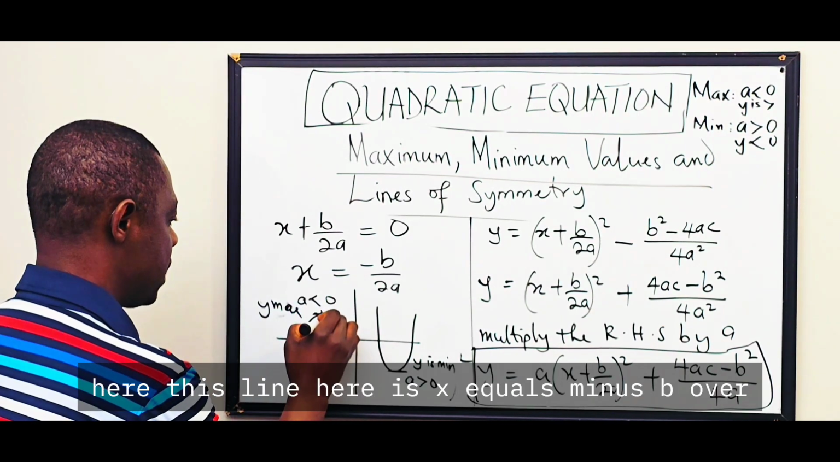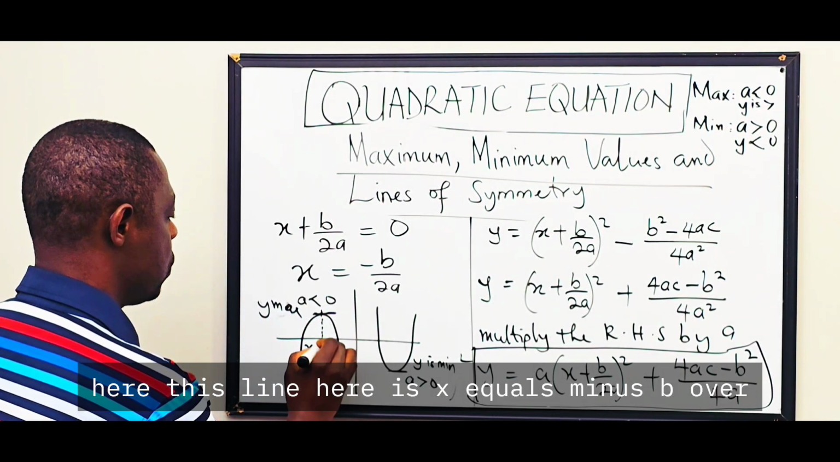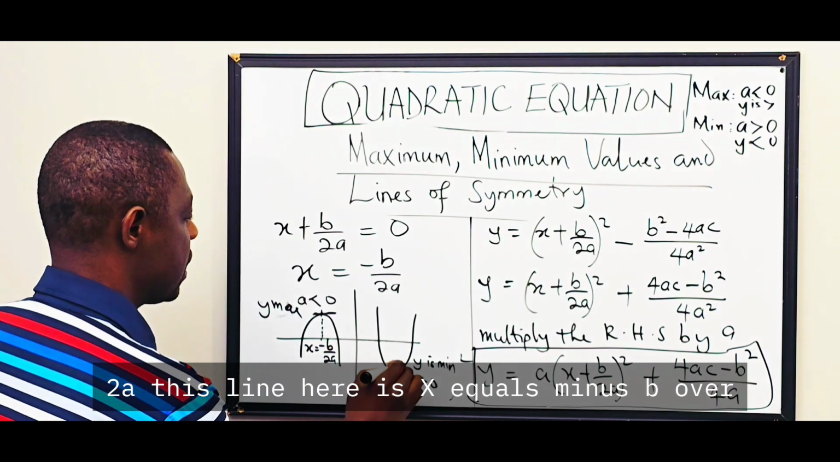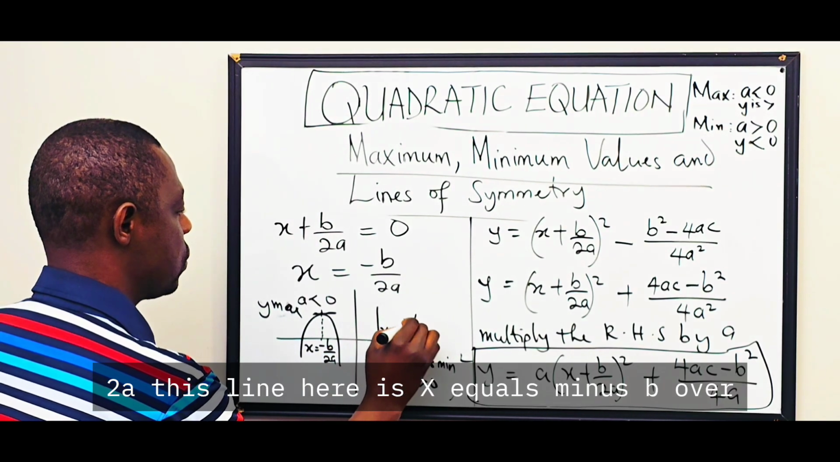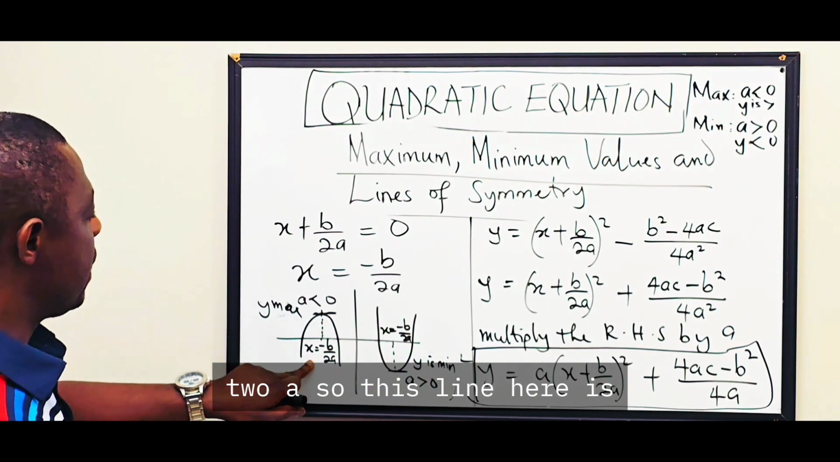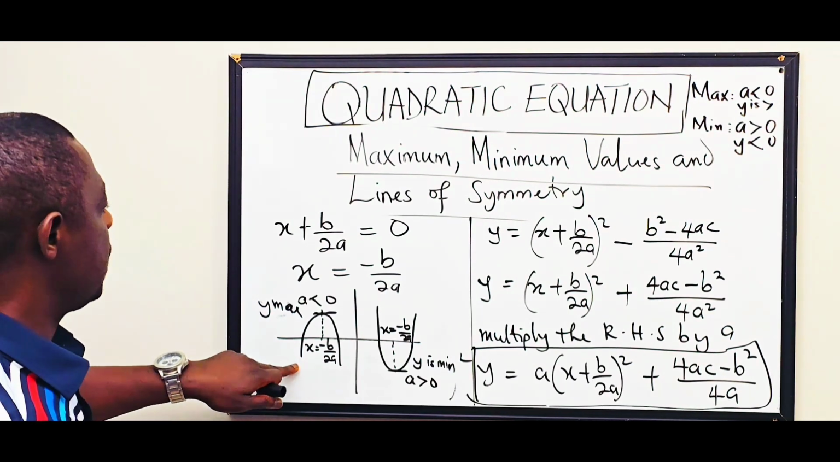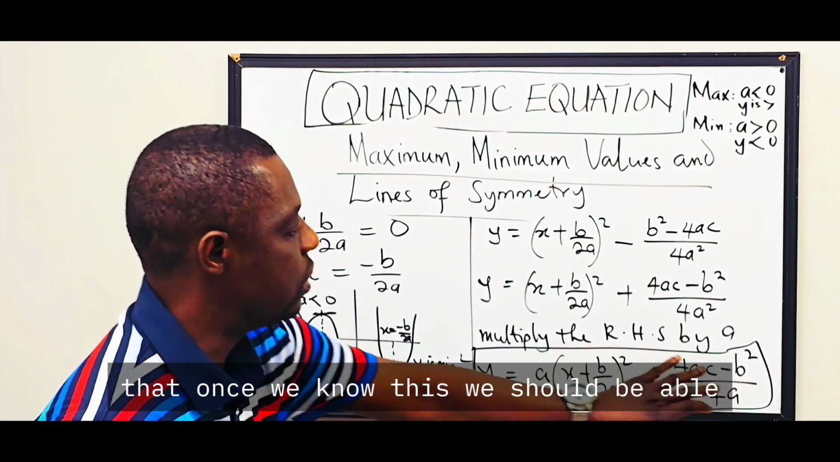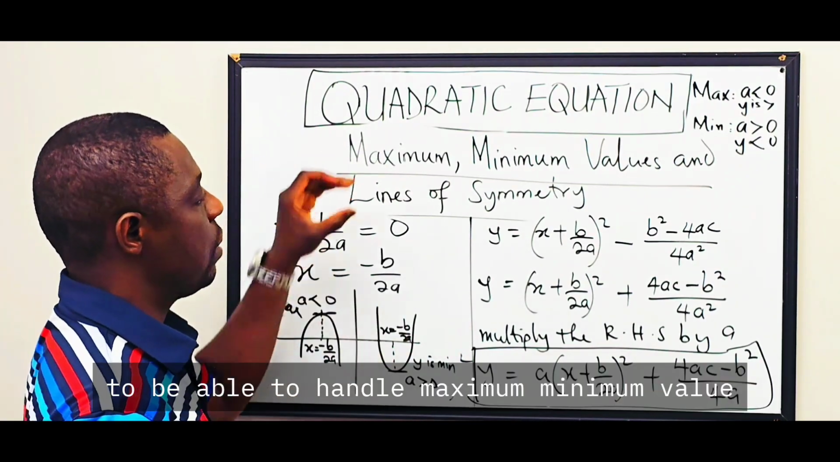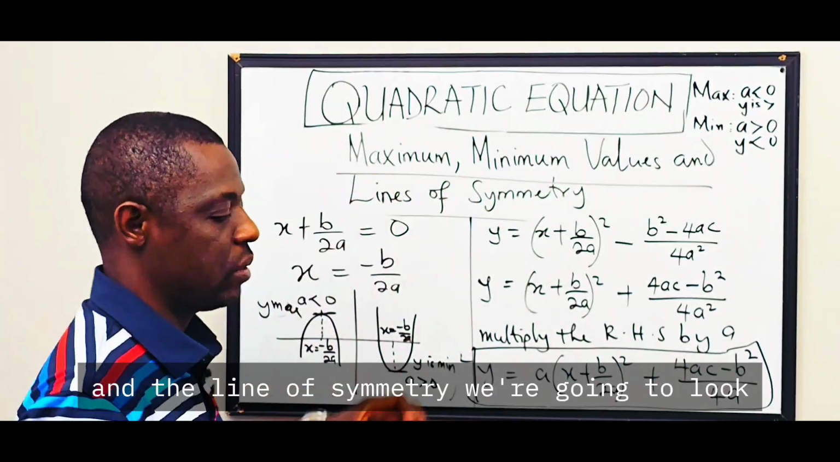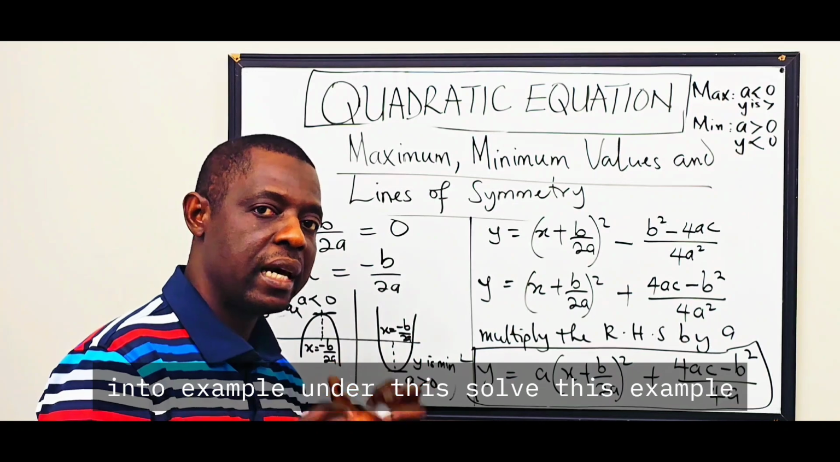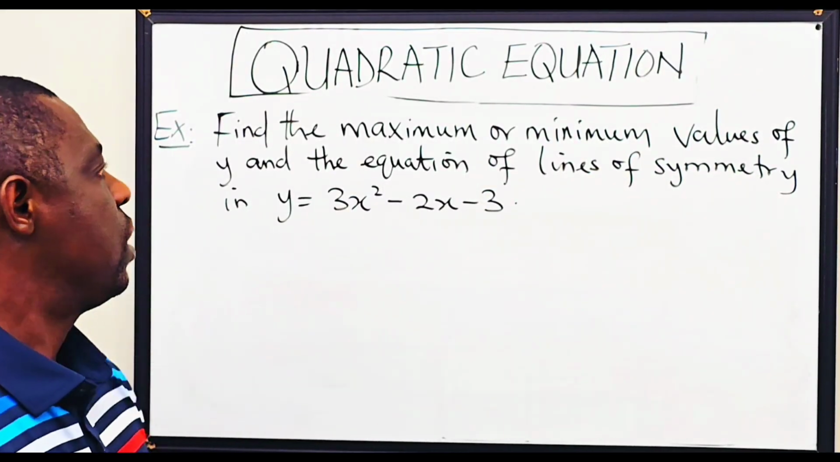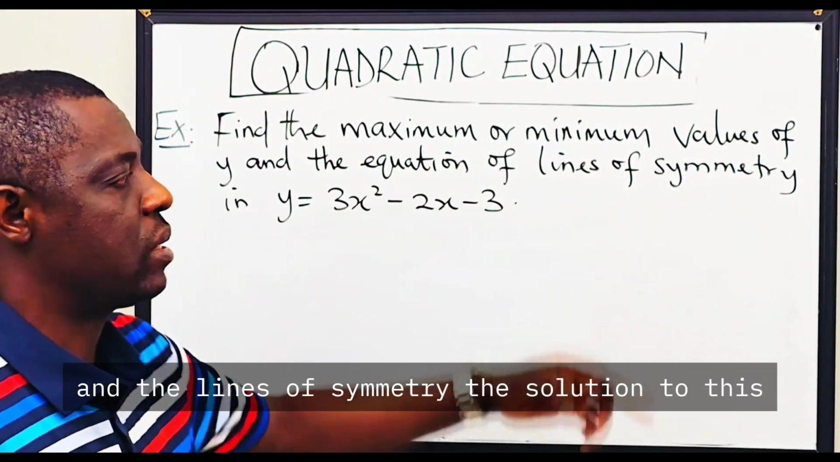You see this line here? This line here is x equals minus b over 2a. So this line here is the line of symmetry. So that is that about that. Once we know this, we should be able to handle maximum, minimum value, and the line of symmetry. We're going to look into an example under this, to solve for the maximum, minimum, and the line of symmetry.